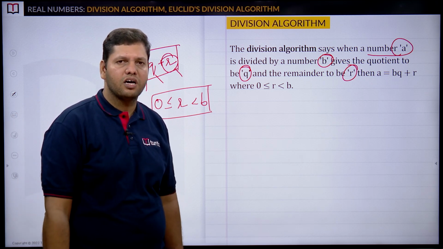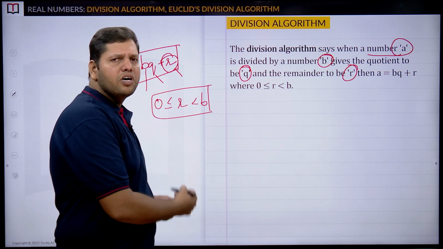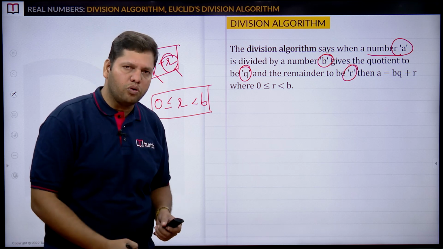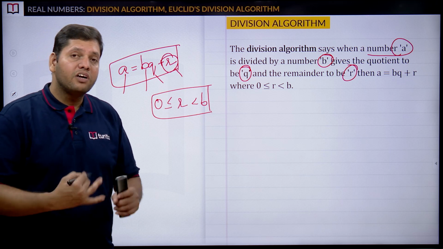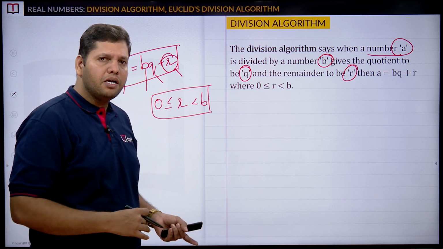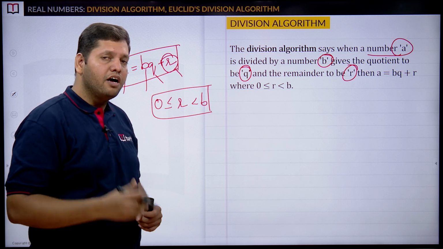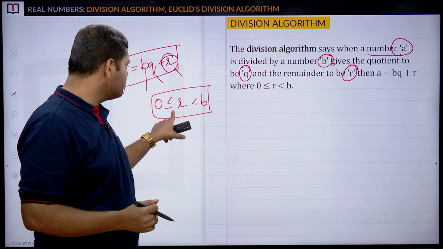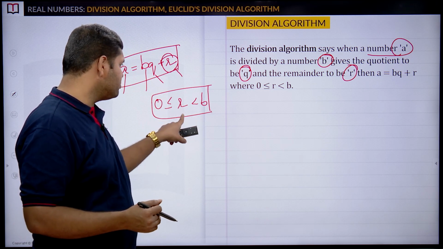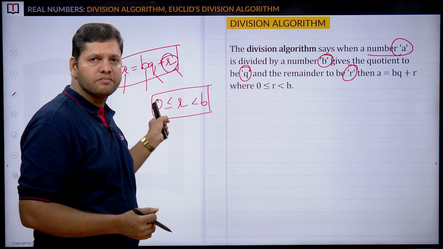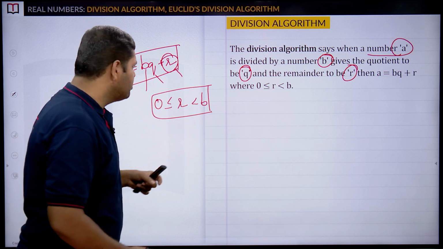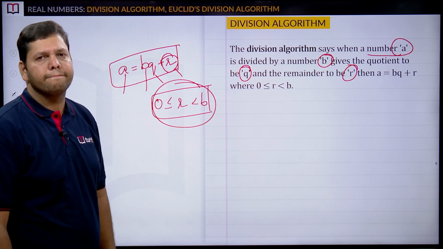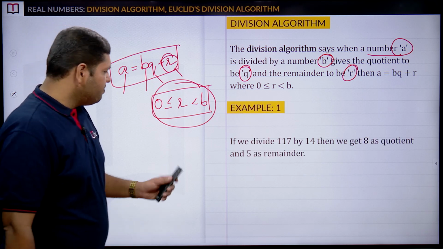Any doubt regarding this division algorithm? Very simple. A is equal to BQ plus R. Here A is the dividend, B is the divisor, Q is the quotient, and R is the remainder. And what is the boundary for R? The remainder is always greater than or equal to 0 but less than the divisor. That is, R is greater than or equal to 0 and less than B. Clear children, this condition? Any doubts? So this is what we call the division algorithm. Okay, fine. Now children, we have an example here.